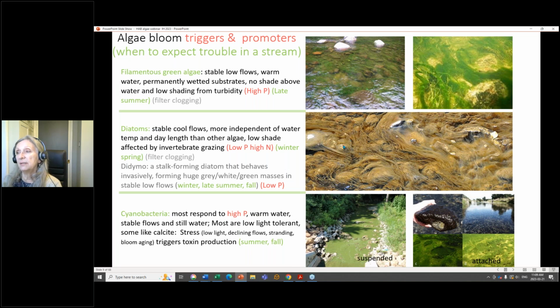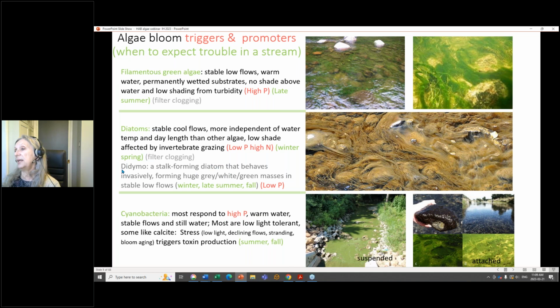Interestingly enough, this is not dying filamentous green algae. This is a diatom bloom. And you're most likely to see those in a stream with stable cool flows. So more independent of water temperature and day length than the other algae. They also require full light, and they are affected by invertebrate grazing. Low phosphorus is often a trigger here with high nitrogen. And you see this most often in the winter and the spring. And definitely this can cause filter clogging for an intake that draws off a river.